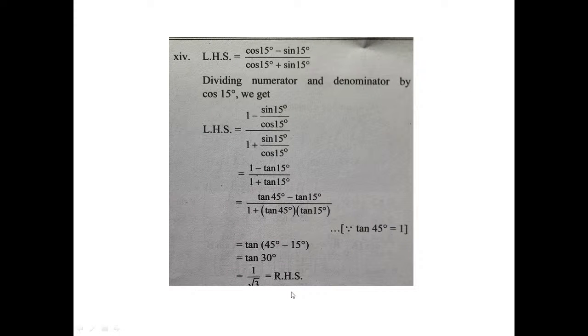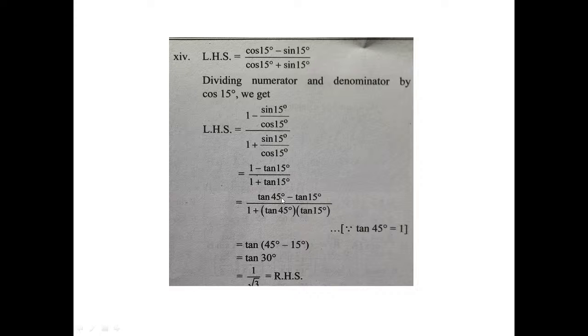Okay, so these examples. In the starting we had taken this example, but by mistake the solution was wrong. Now the correct solution of this. So LHS is cos 15 degree minus sin 15 degree upon cos 15 plus sin 15, which equals 1 upon root 3. Dividing numerator and denominator by cos 15 degree, we get 1 minus tan 15 degree upon 1 plus tan 15 degree. Tan 45 can be replaced by 1, because we know the value of tan 45 is 1. So tan 45 minus tan 15 upon 1 plus tan 45 into tan 15 degree.